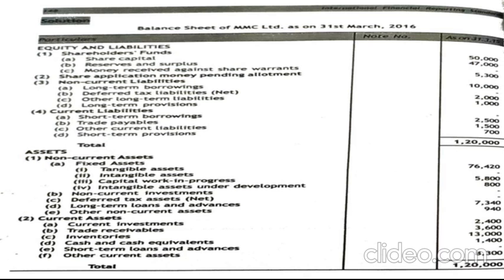According to the balance sheet, we have equity and liability. Under that we have shareholders funds. Then we'll have share application money pending allotment, non-current liabilities, current liabilities, and assets, non-current assets. Under that we'll have fixed asset, non-current investments, deferred tax asset, long-term loans and advances, other non-current assets. Then we will have current assets, current investment, trade receivables, inventories, cash and cash equivalent, short-term loans and advances, and other current assets. So under this problem, now we are going to classify the items which are given in the question according to the format.